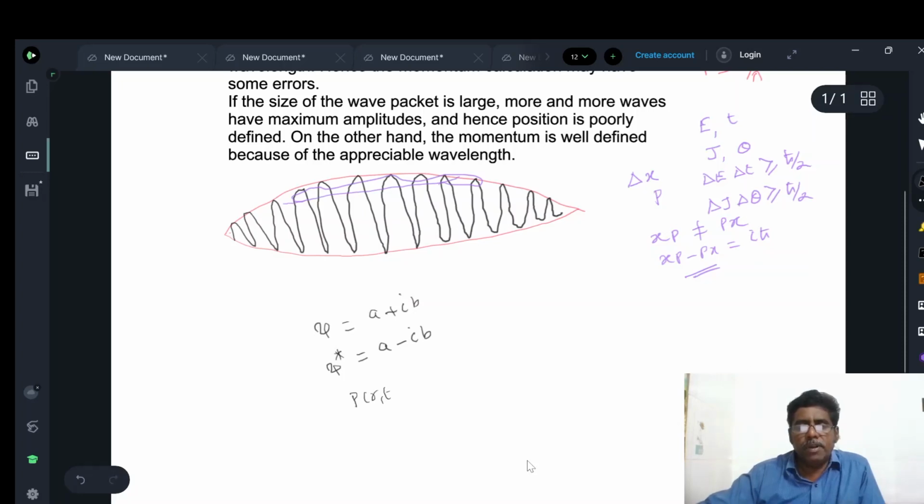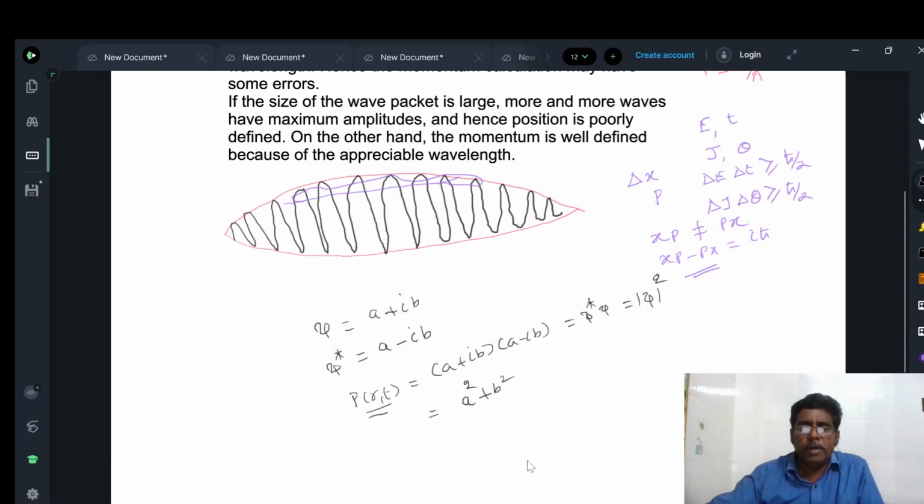But P of r comma t, the probability of finding the particle, is a plus ib into a minus ib, which is psi star psi or mod square of psi. This is the formula for P of r comma t. P of r comma t is psi star psi. If you multiply, we get a square plus b square. See, a square plus b square is the answer, which is also a real entity. Multiply a into a, square plus ib into a, then a into minus ib, then i into i is i square, minus 1, already one negative sign is present, so plus b square. So the product of a plus ib into a minus ib is a square plus b square.